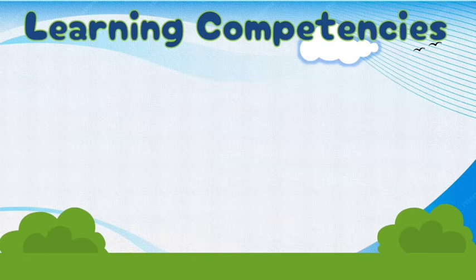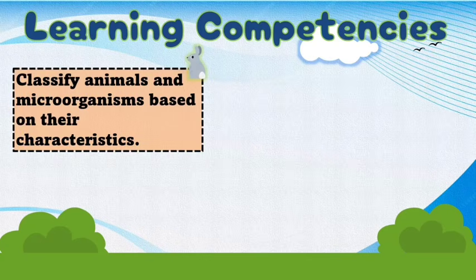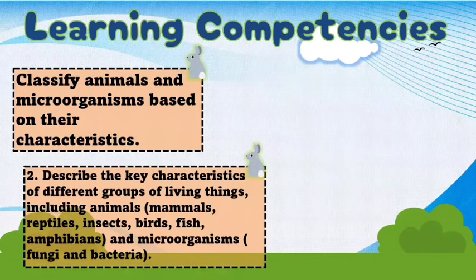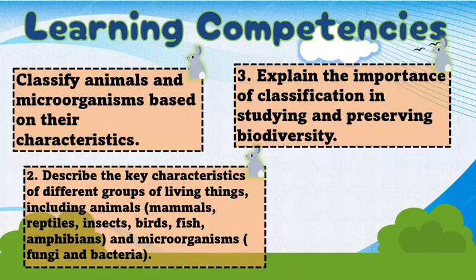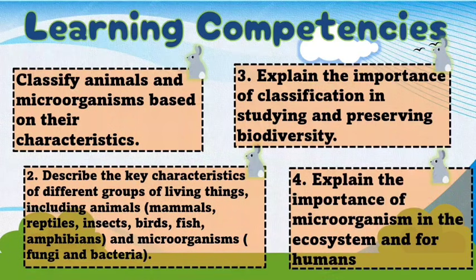So the learning competencies are the following. Number 1 is to classify animals and microorganisms based on their characteristics. Number 2, describe the key characteristics of different groups of living things including animals, just like mammals, reptiles, insects, birds, fish, amphibians, and microorganisms, which is fungi and bacteria. Number 3 is to explain the importance of classification in studying and preserving biodiversity. And number 4, explain the importance of microorganisms in the ecosystem and for humans.